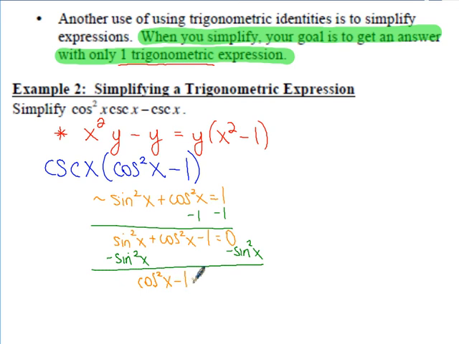So I can take out what's in the blue and plug in a negative sine squared x. There should still be a square there, thank you. So I'm going to take this out, and I'm going to have a cosecant x times the negative sine squared x.